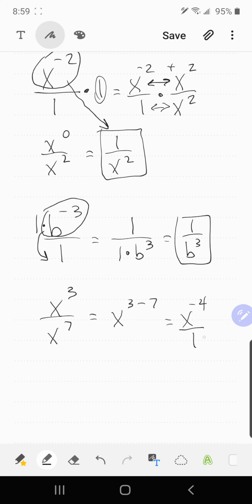So we can fraction this up. The x wants to come down. And that final answer is going to be 1 over x to the fourth. And so those are the 6 basic properties of exponents.